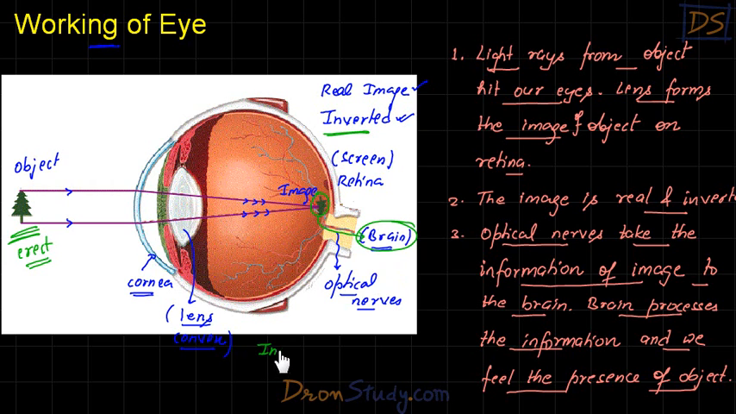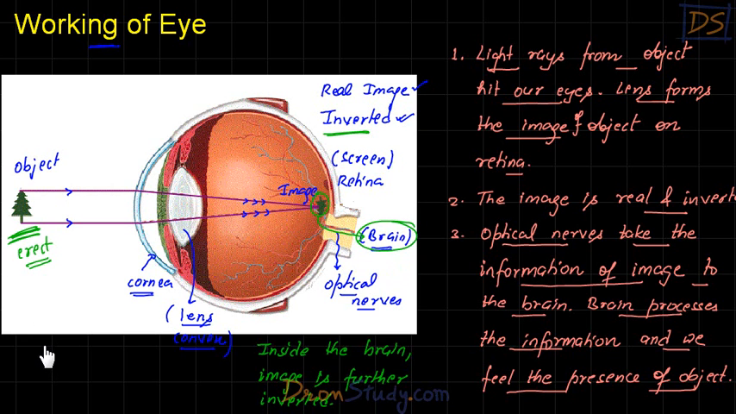We can write this down. Inside the brain, image is further inverted. So what will happen now? Inside the brain, this image will be further inverted, and if it is further inverted, it will become erect. And we'll see an erect object, right, students? So you're getting the point.